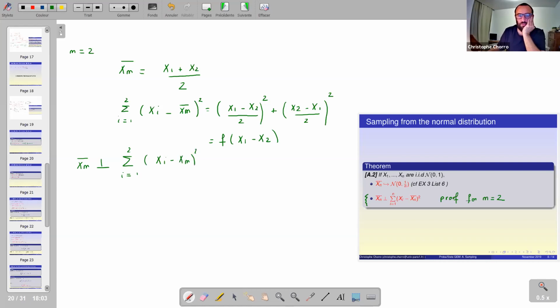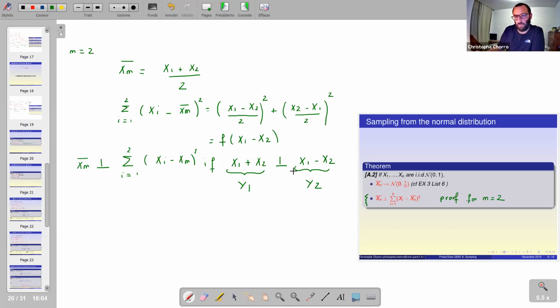If I can prove that x1 plus x2 is independent of x1 minus x2, I will call them y1 and y2. To prove that, if you start from two independent N(0,1), then x1 plus x2 and x1 minus x2 are independent random variables.